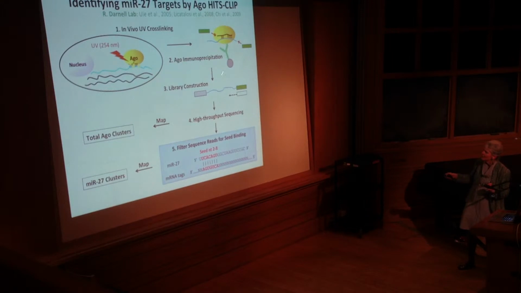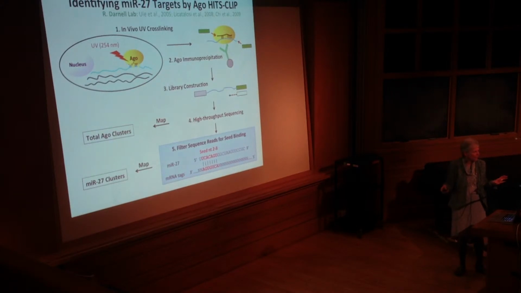You immunoprecipitate with anti-AGO antibodies, and here we use two completely different types. You make a library by adding linkers and do high-throughput sequencing, and then you filter the reads for those that have complementarity to the seed sequence of the microRNA that you're interested in. And in this way, Eric came up with 59 different messenger RNAs that were targeted.